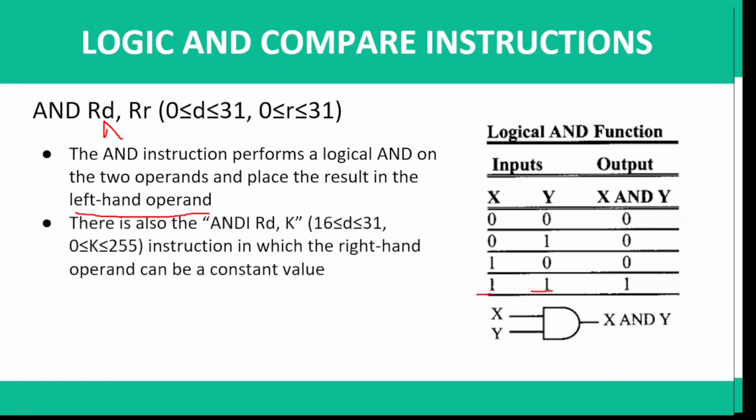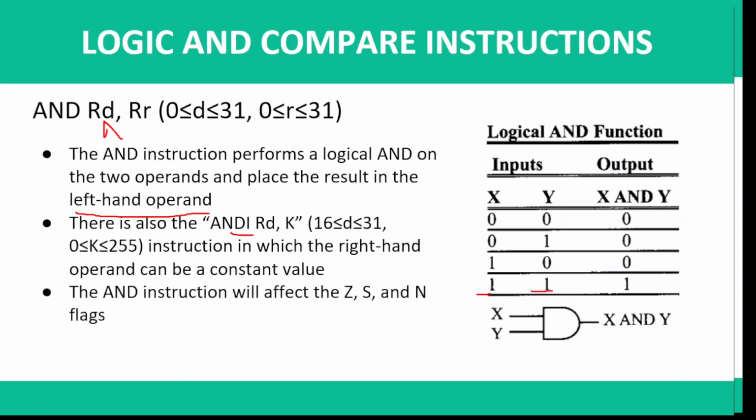And there's also ANDI, meaning the constant, the source. The destination is from 16 to 31 and the K is from 0 to 255, in which the right-hand operand can be a constant value. So our destination register is from 16 to 31 for ANDI.